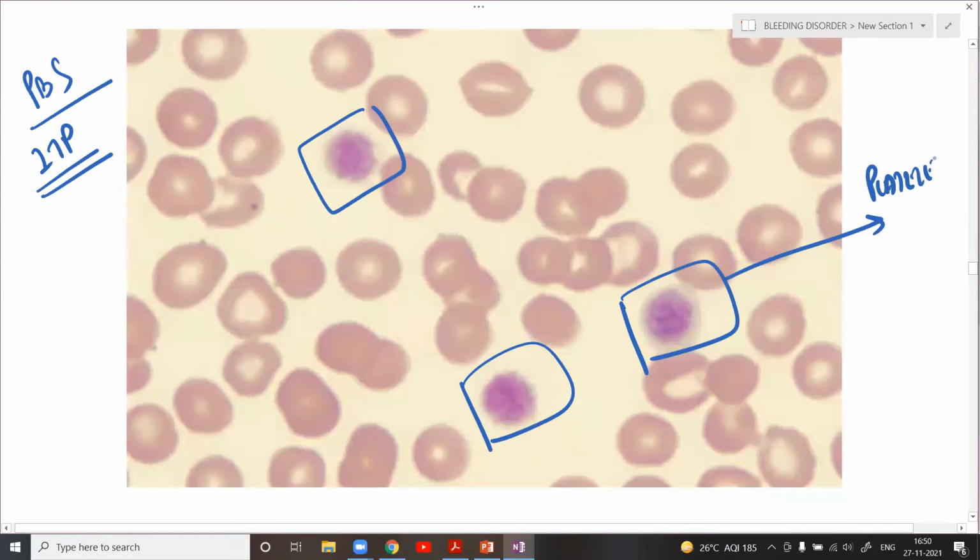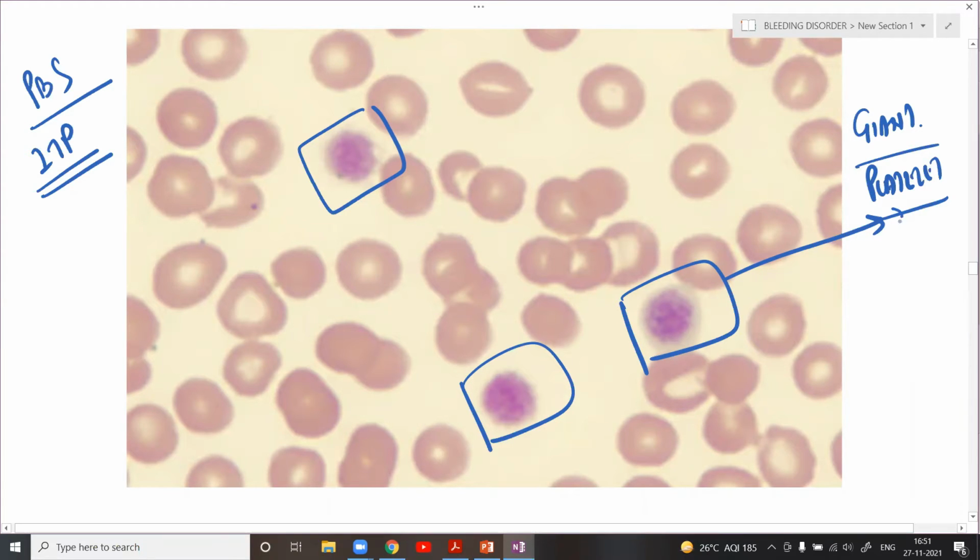Now I am going to ask you about one thing. What is the significance of this platelet? Why am I showing you this platelet? How is it different from the normal platelet? Yes, size. So there is an increase. These are actually giant platelets, and usually 1 or 2 giant platelets might be present in normal persons like you and me. But over here, most of the platelets are giant.